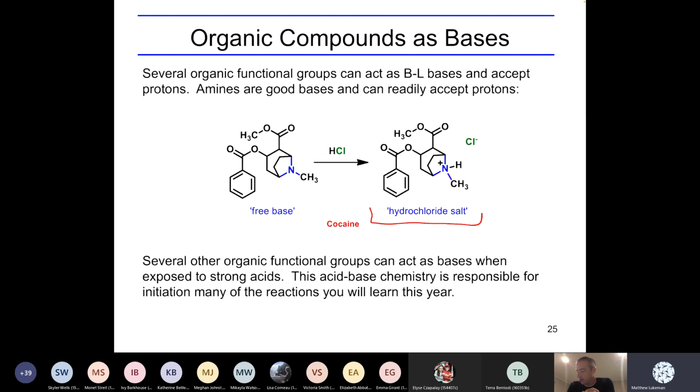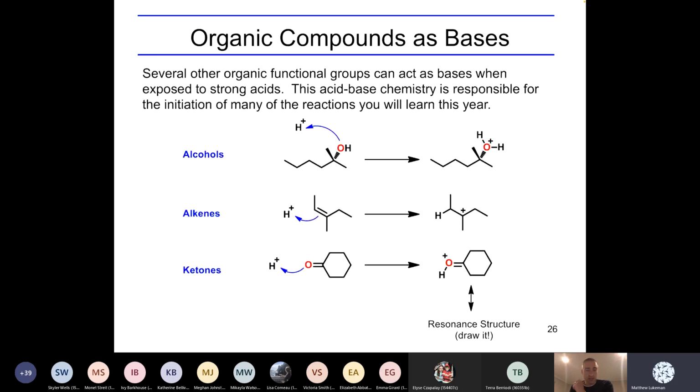And the reason you might do that is because charged compounds, like the ones on the right, don't very easily cross membranes. Whereas neutral compounds, like the free base form on the left, much more easily cross membranes, and so people get a quicker high. It's quicker.